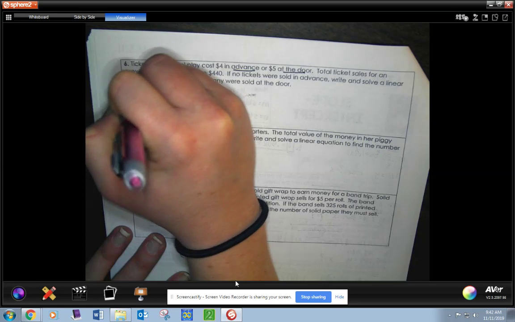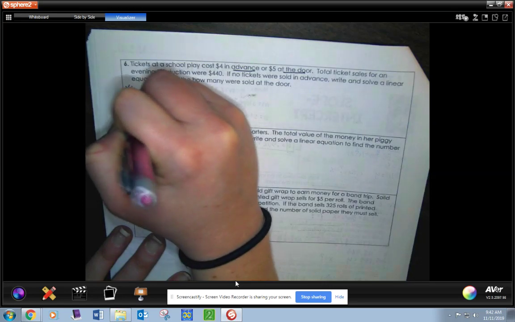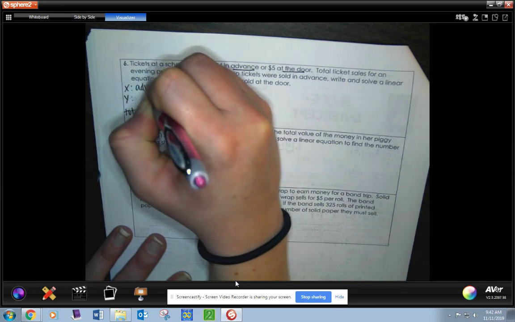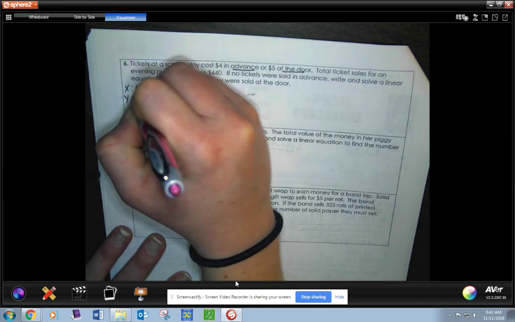So my important information, the 2 things I'm talking about are advance tickets and at the door. So I'm going to put X, put Y, and again, I'm going to put total. This is always your format for these. I'm going to call X advanced and Y at the door.